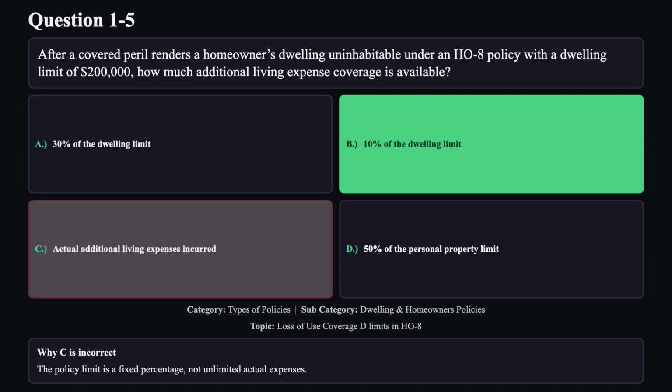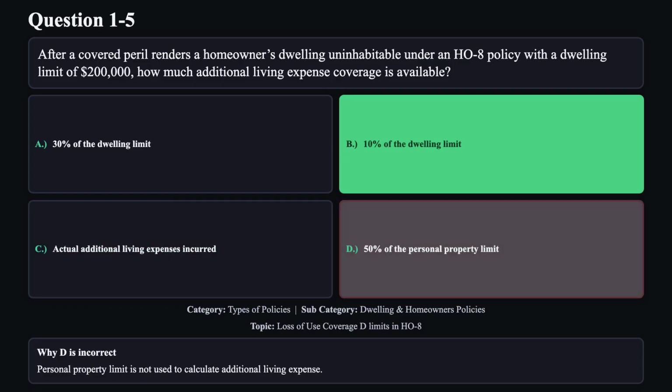Reason C is not correct. The policy limit is a fixed percentage, not unlimited actual expenses. Reason D is not correct. Personal property limit is not used to calculate additional living expense.